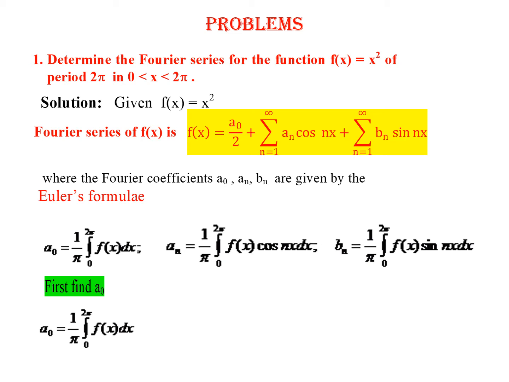1 by pi, 0 to 2 pi, f of x dx, which is equal to 1 by pi, 0 to 2 pi. The function f of x is x squared into dx. So I have just replaced that. Now let us integrate. Look at this.